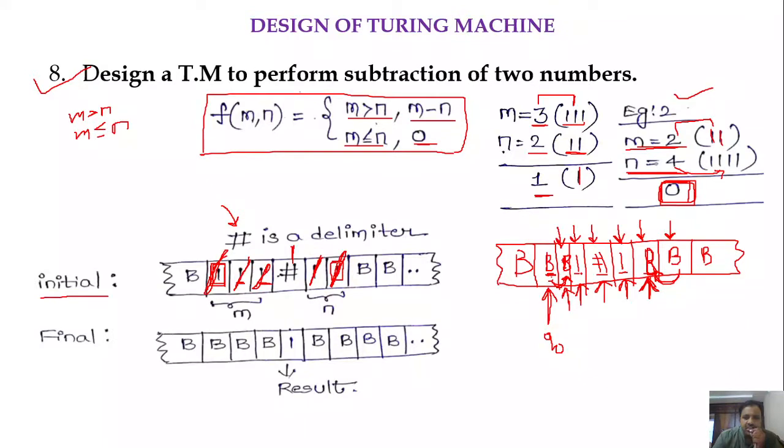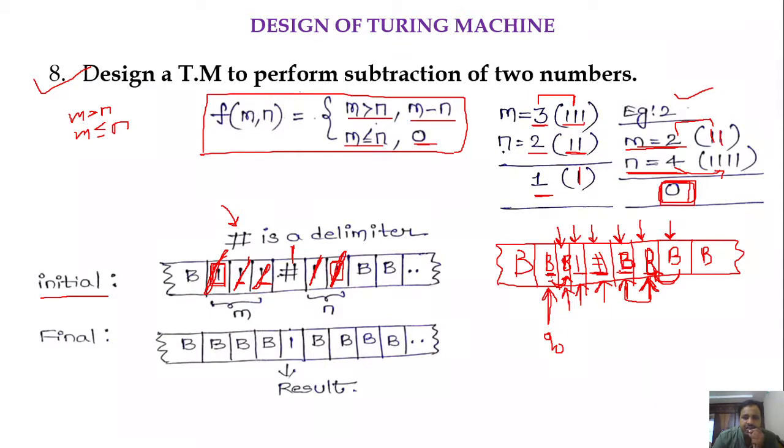Okay, so we have to move this head towards right until we get a blank symbol. While moving towards right, keep that 1 and hash as it is. So 1, keep that as it is, hash, keep that hash as it is, 1, keep that 1 as it is, and then blank. Next we got a blank, so keep that blank as it is and move the head towards right. Okay, so when we move the head towards right, if we get a 1, we replace that 1 with a blank and move the head towards left.